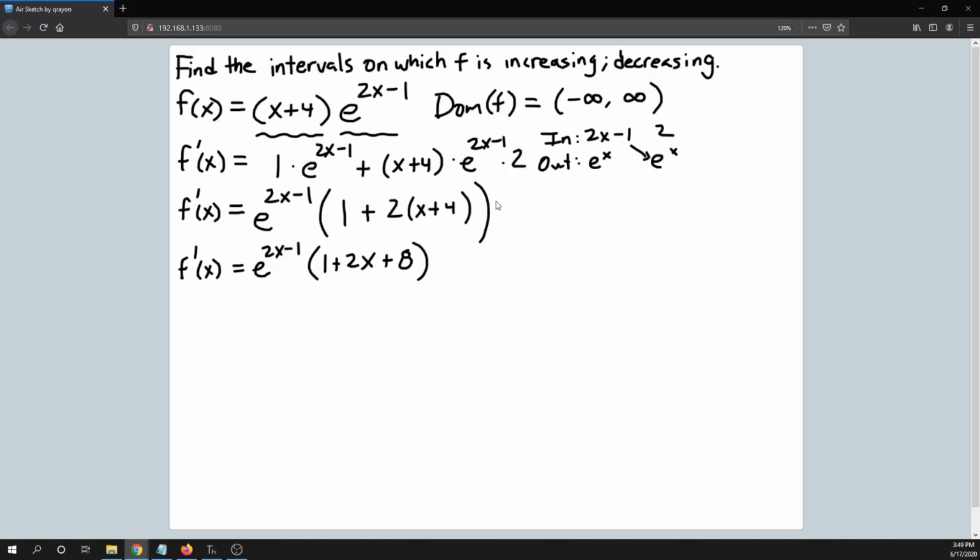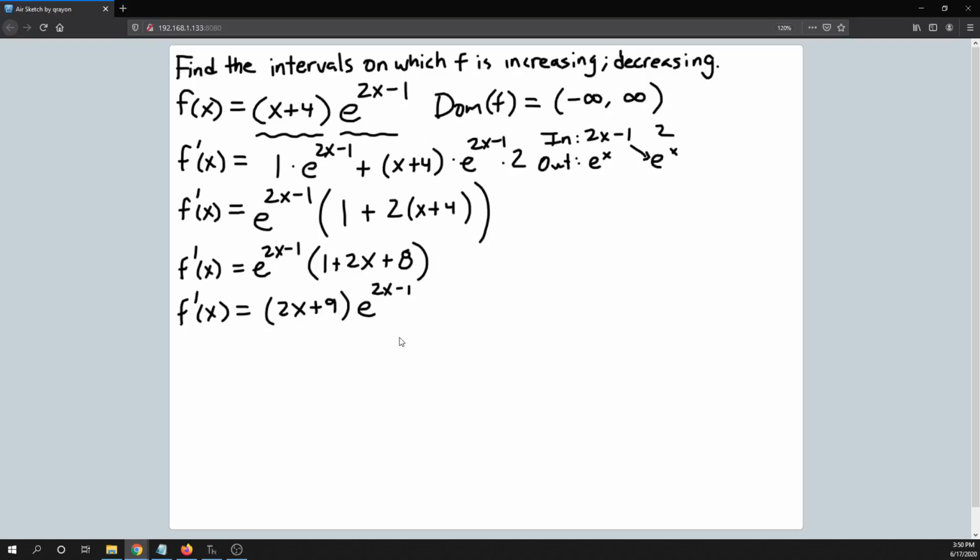And then combine the like terms. I have this 1 and this 8. So, I'm going to write that term out in front. So I get 2x plus 9, and then e to the 2x minus 1. So there is the derivative simplified as much as possible.